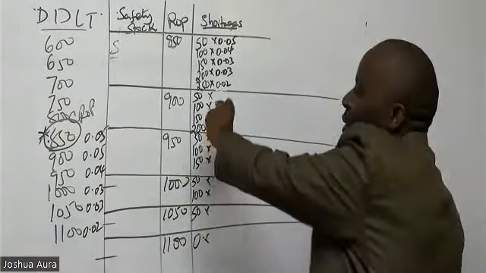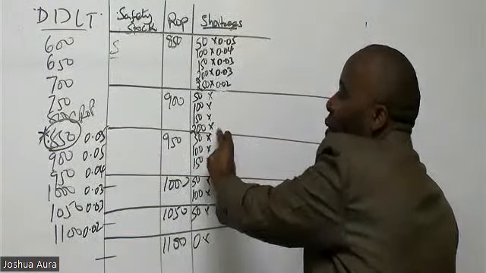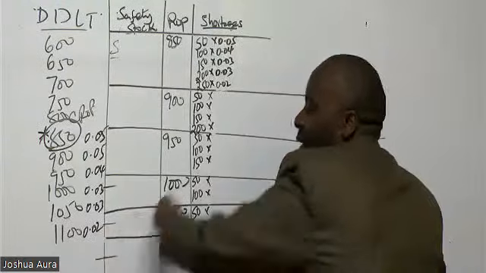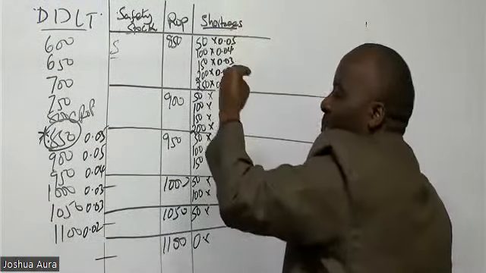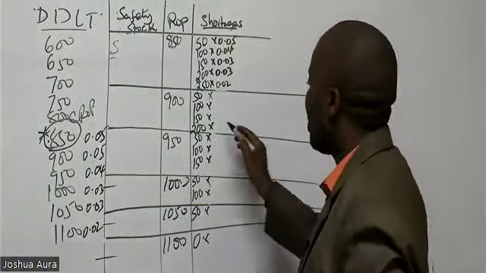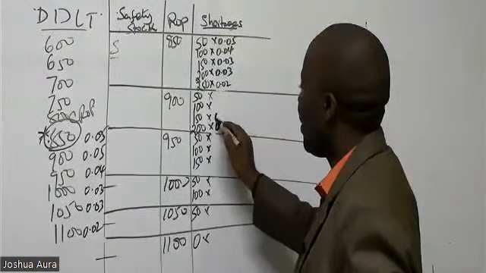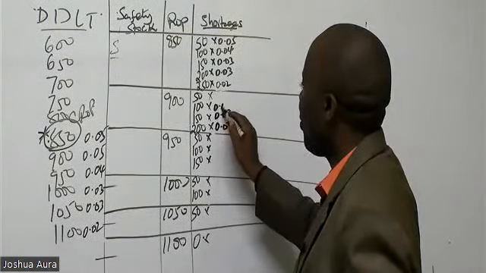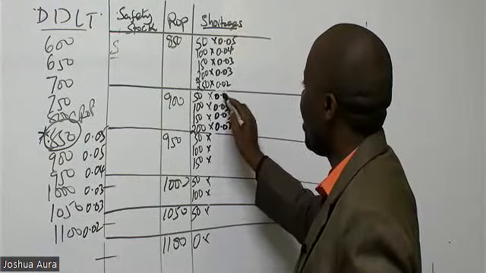The same case with the second cell. You start with the lowest always. Lowest probability here. You move up. You start with the lowest. So the lowest here is 0.02. We have 0.03, 0.04.